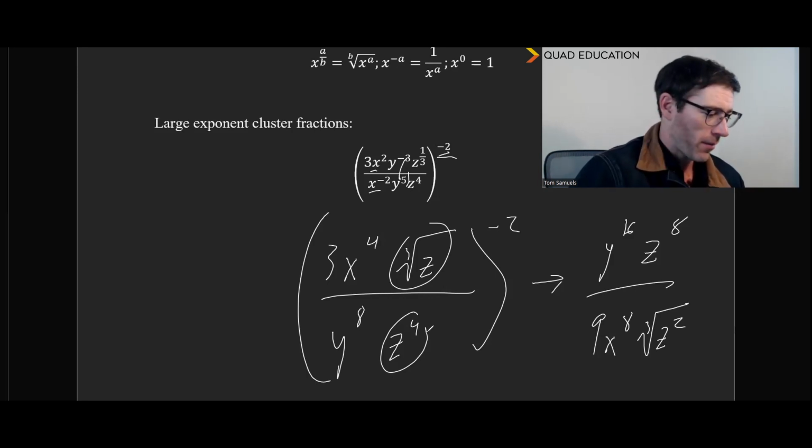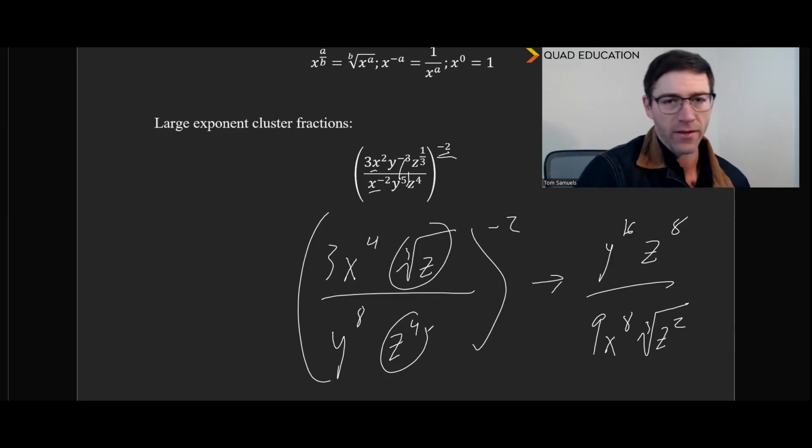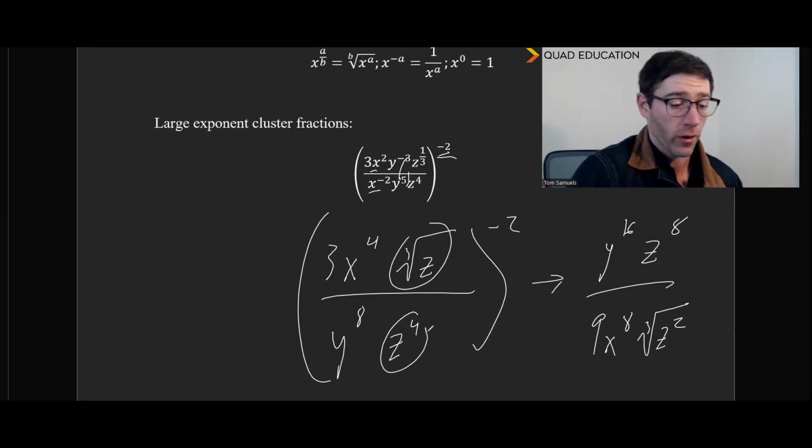But just to wrap up here with this large exponent cluster fraction, this isn't really a new rule. All that's going on here is I'm combining all the exponent rules into this big cluster fraction. And that's really what they're testing on the ACT, where you often see this: can you just do all these rules together really quickly?